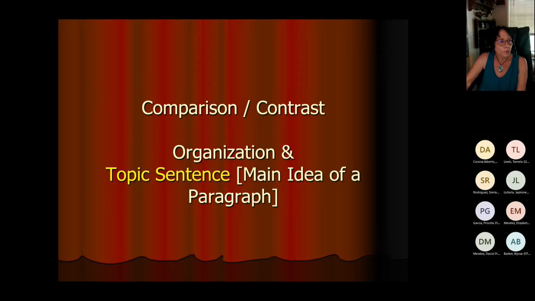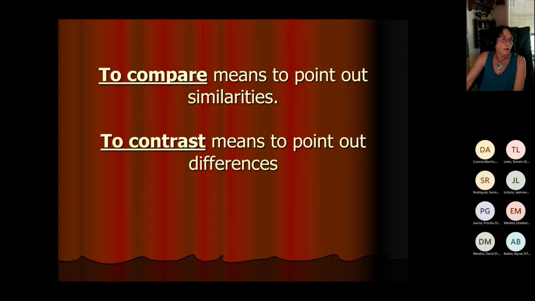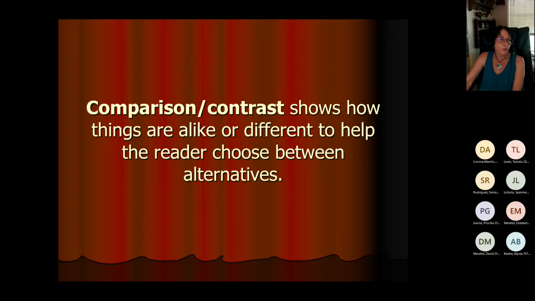All right, so talking about compare contrast, and we're looking at paragraph level. And so that's why when you write your argument essay, you can take these skills with you and build these types of paragraphs within your essay. All right, compare means similarities, contrast means differences. And when you're comparing and contrasting, you're showing how things are alike or different. Now, in the case of a paragraph, you're going to choose one or the other because you're only writing a paragraph.